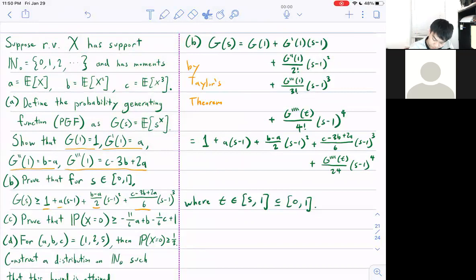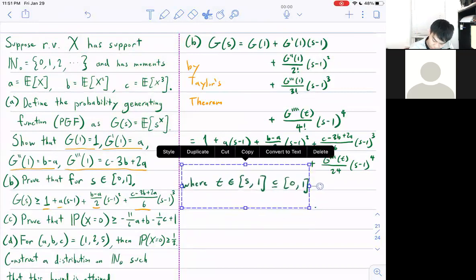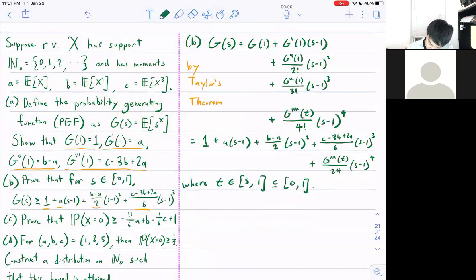So now what we're left with trying to prove is basically, it suffices to prove that this g quadruple prime of t times s minus 1 to the fourth power is greater than or equal to 0. Why? Because we know that this g of s equals exactly everything that looks like we're trying to prove in an inequality plus this remaining term. So if this term is non-negative, then this gives us our inequality right here. But this isn't so bad.